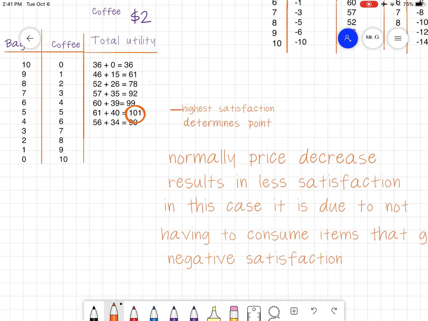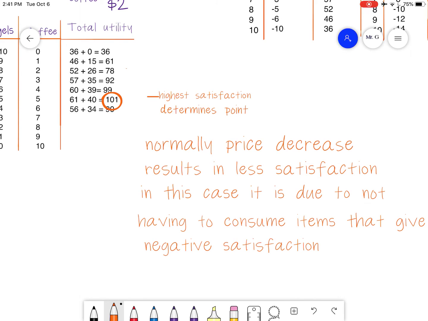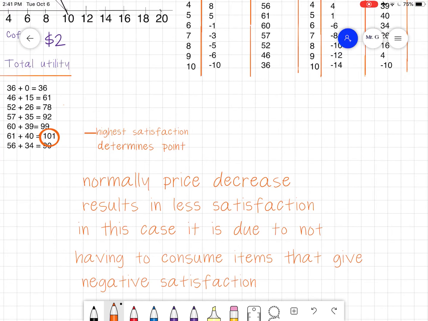Normally, that wouldn't necessarily be the case. As prices go up, usually the satisfaction would go down. In this particular case, because we're not being forced to consume a negative amount, that comes down to the numbers. That's why it's higher in this particular case, because we don't have to go into the negatives. But still our satisfaction there, we're maximizing it at a choice of 5 bagels and 5 coffees.